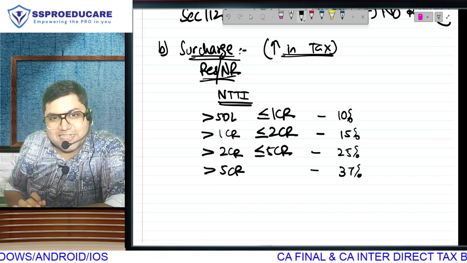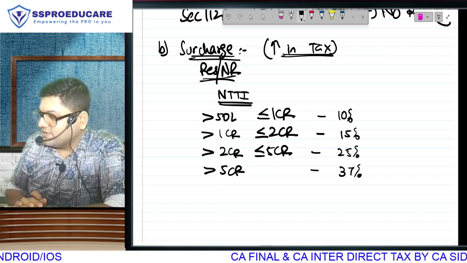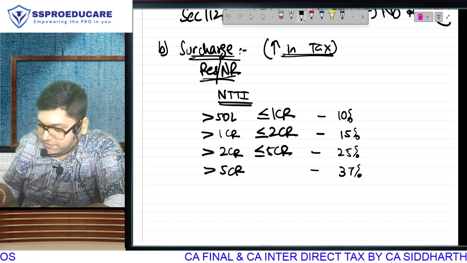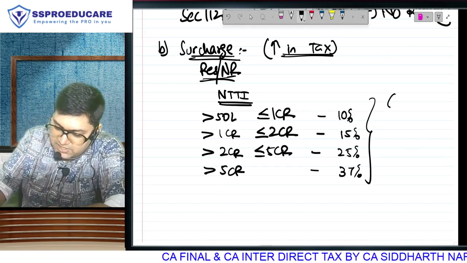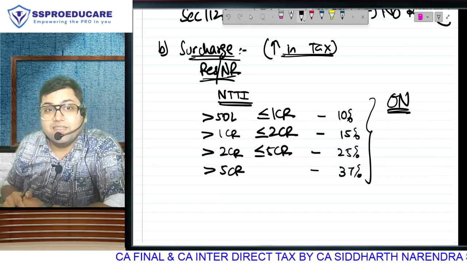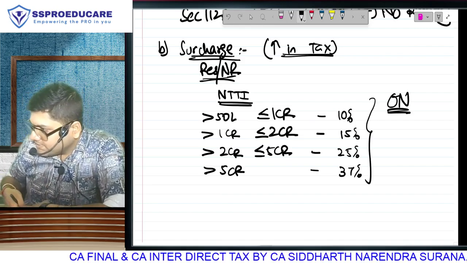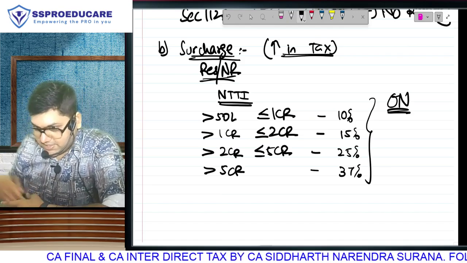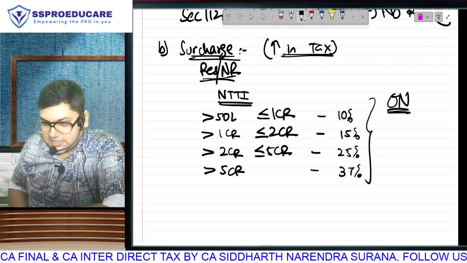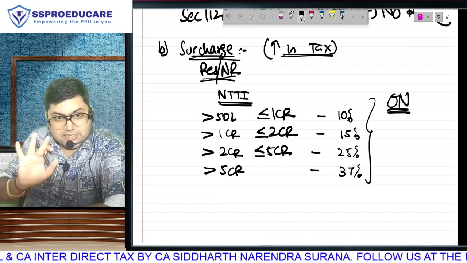The problem is that surcharge is not given in rupees, surcharge is given in percentage. And with percentage there is one more question, because traditionally I have seen a lot of students go terribly and horribly wrong here. Let me tell you what kind of mistake they make. For example, income is 1.5 crore. So which surcharge is applicable? 1.5 crore, 15%.